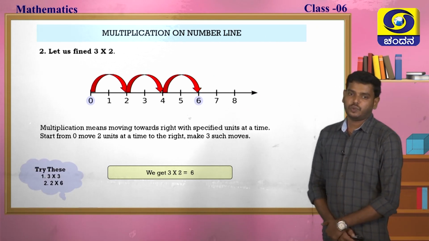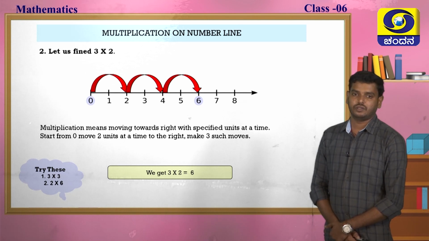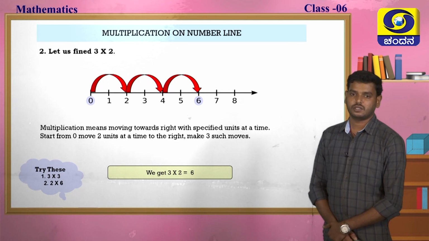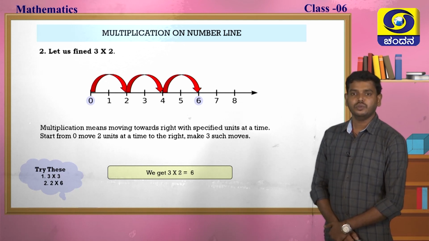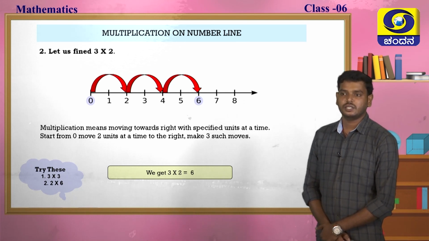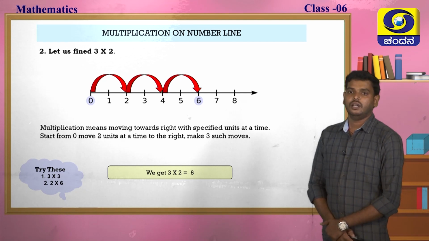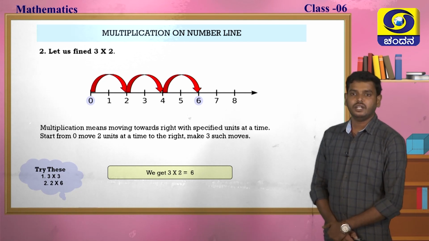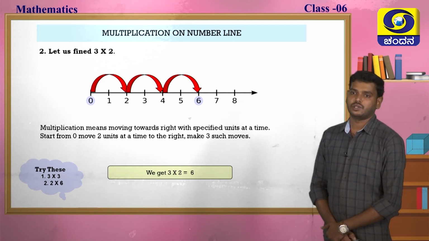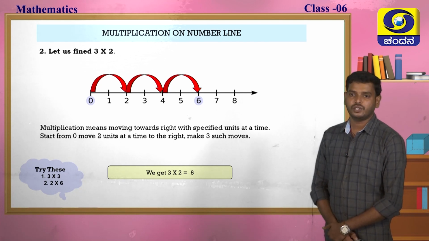Let me give another 2 questions on multiplication. So, try this, children: 3 into 3 and 2 into 6. These sums you have to solve. Got it, children? So, this is what we have learnt on the number line. Addition on the number line we have done, subtraction on the number line also we have done, multiplication on the number line also we have done. I hope you have understood clearly.